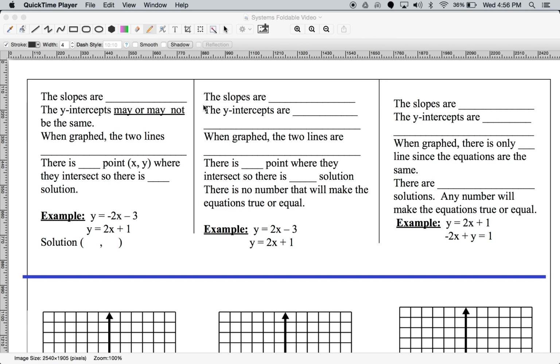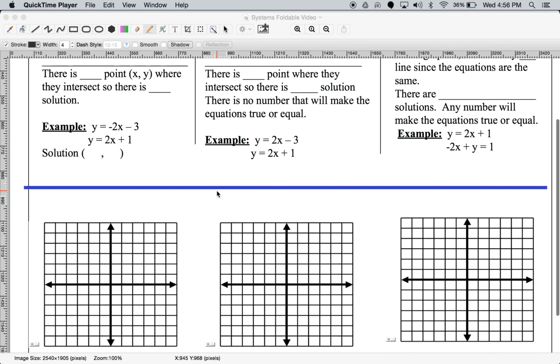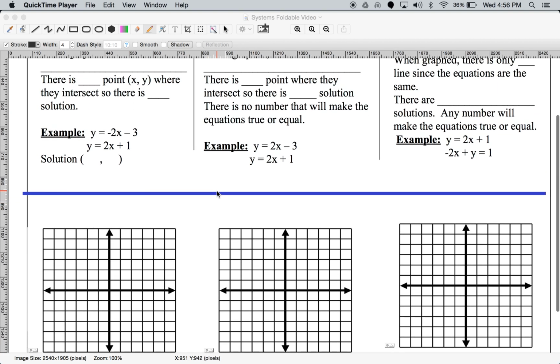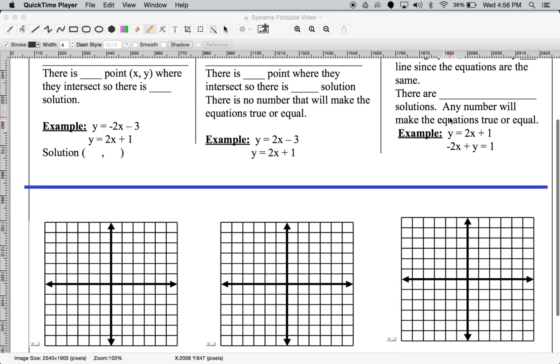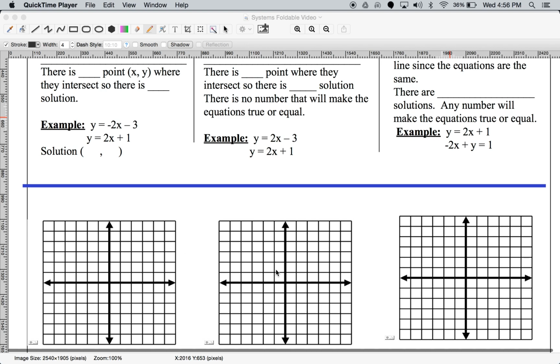All right, so today we're looking at these systems, the three different types of solutions you can have for a system. So you can have one solution where the line touches one time. You can have no solutions where the lines will never, ever, ever touch. Or you can have infinite solutions where the lines are going to touch infinitely. And these three sections of your foldable are the parts we're going to fill in. And then we're going to graph the lines on these three graphs as examples.